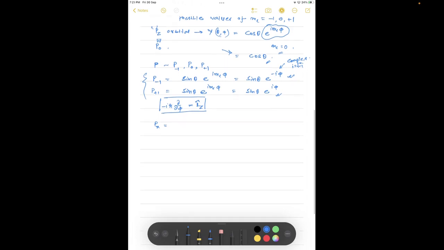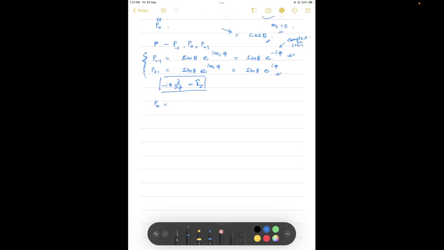To visualize the px and py wave functions, we have to take a linear combination of these two wave functions, p minus 1 and p plus 1. So the px orbital can be constructed by the plus combination of p minus 1 and p plus 1. That means p minus 1 plus p plus 1: sin theta times e to the power minus i phi plus e to the power plus i phi, divided by 2.